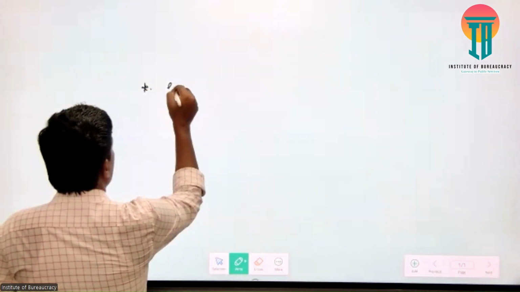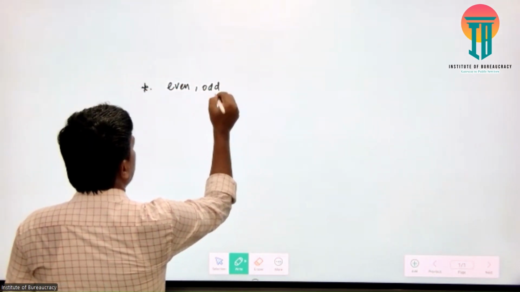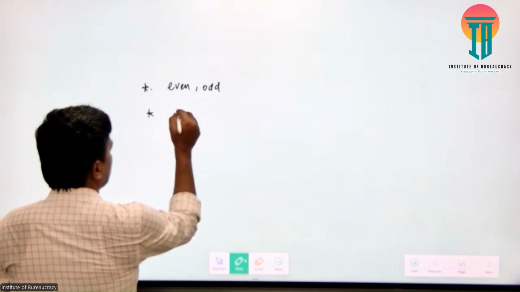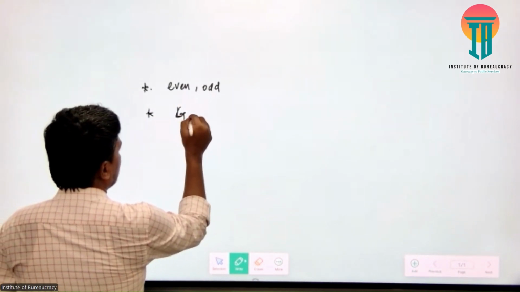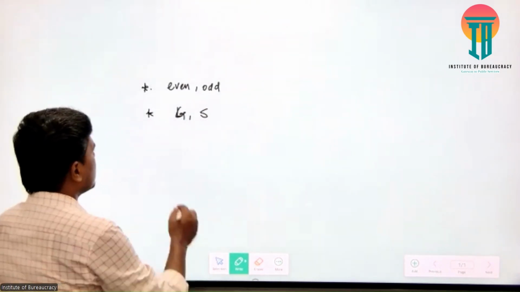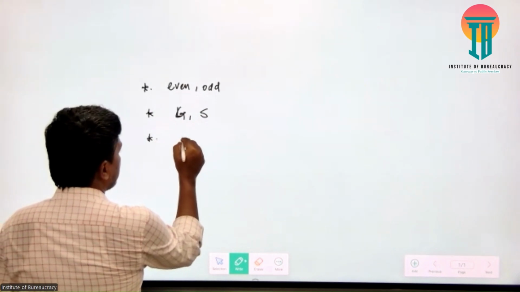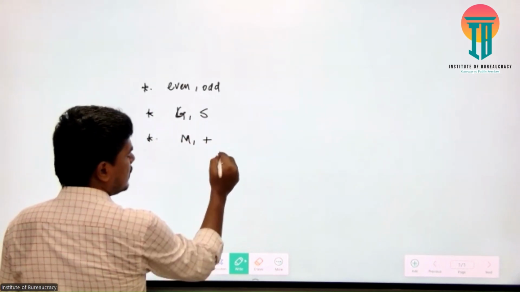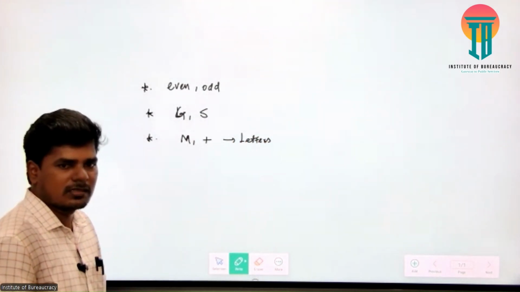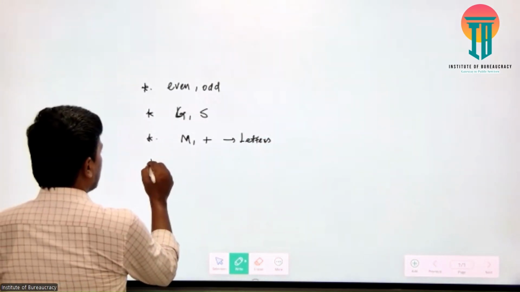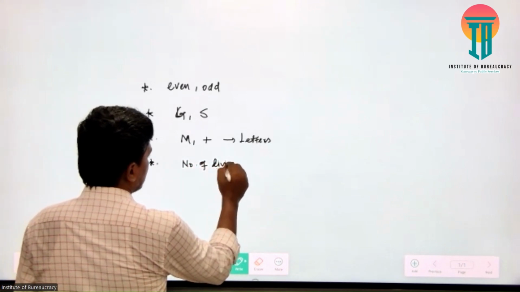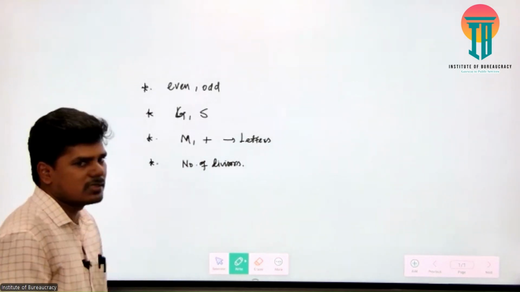Till now we discussed, first, the even odd concept along with composite and prime numbers. Second, we discussed the greatest and smallest concept, the problems based on greatest and smallest. The third one was multiplication and addition using letters, the alphabets. Afterwards we discussed the number of divisors for a given number. This is what we discussed in the first class.